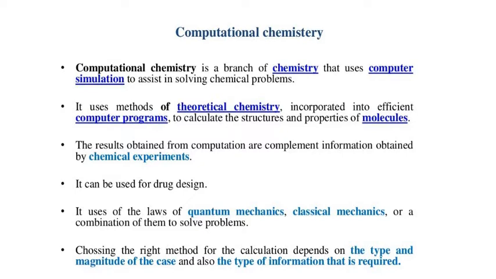Today in this video, I am going to talk about computational chemistry. You know my friends, first we have to define computational chemistry. So computational chemistry is a branch of chemistry that uses computer simulation to assist in solving chemical problems. Clear to you?